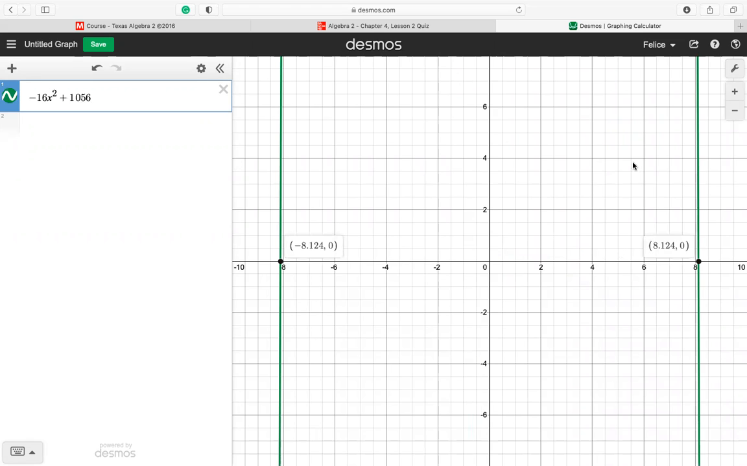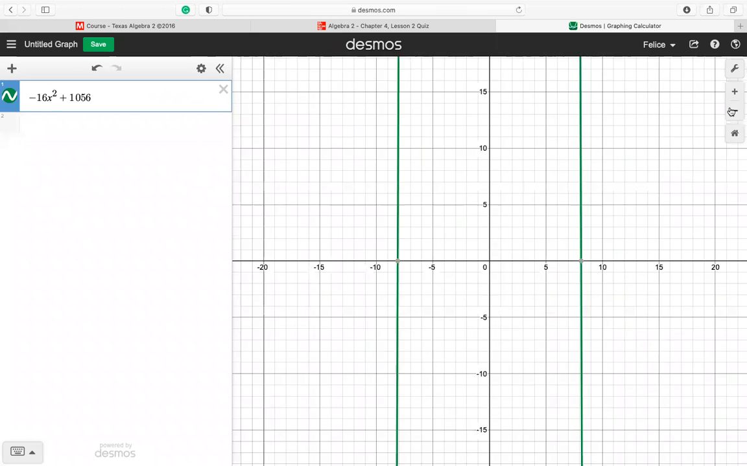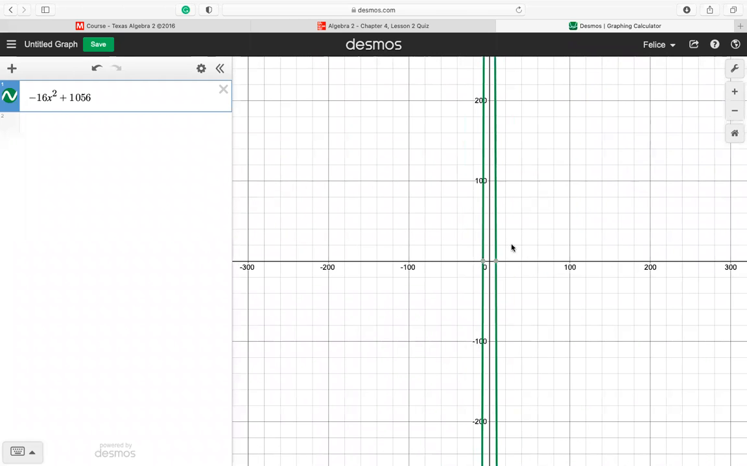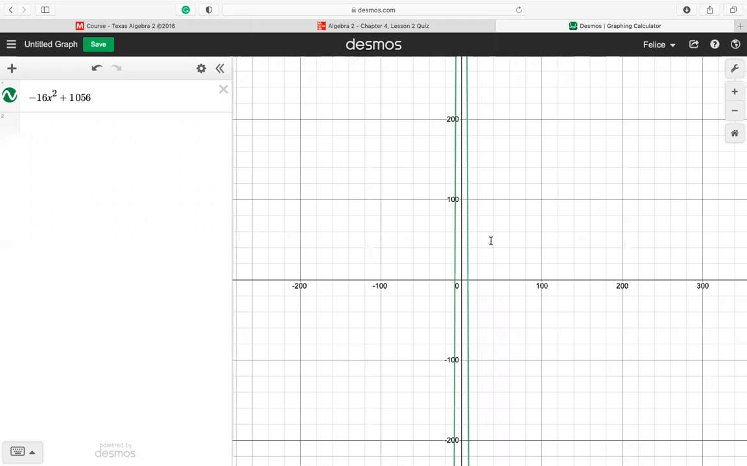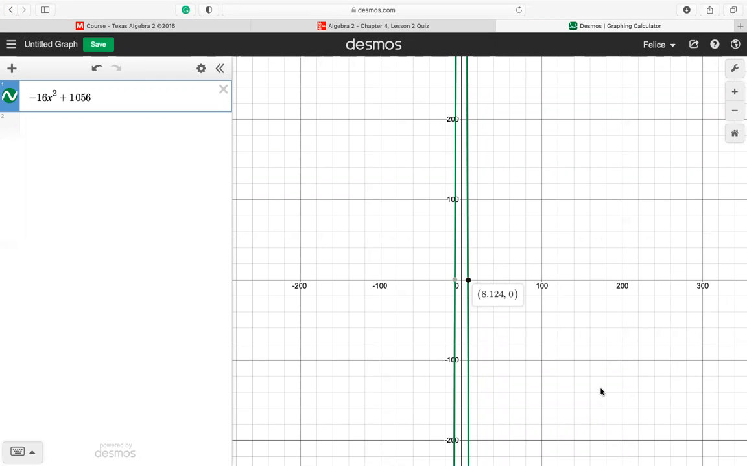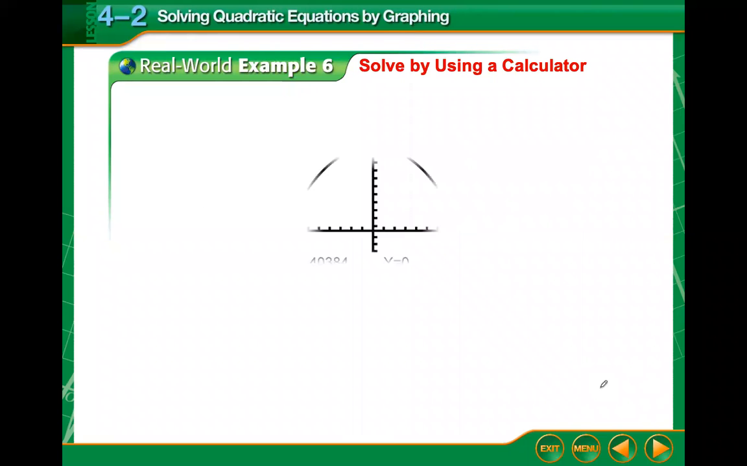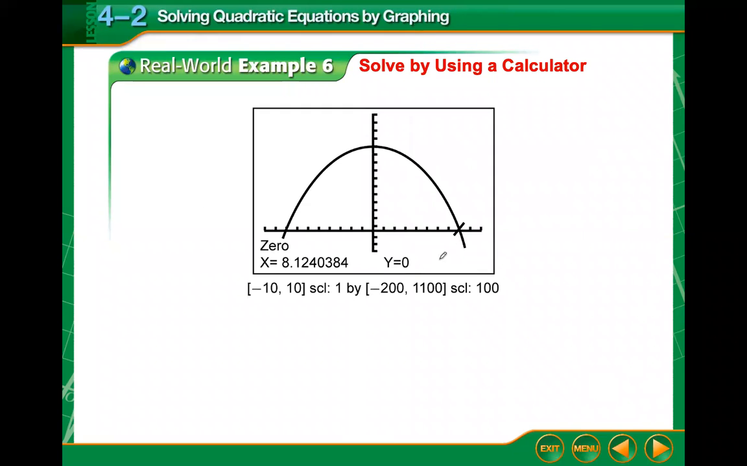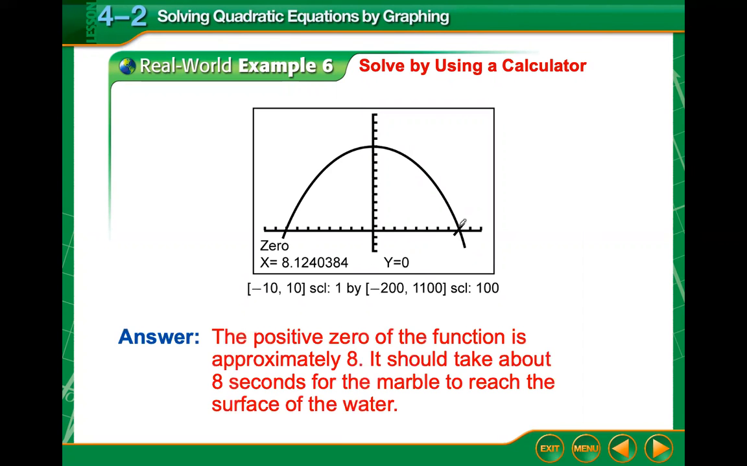When we're looking at time, we're going to look at our positive answer, because that's when it's dropped from. And if we zoom out, we can see how high that is, and it's quite high up there. But about 8 seconds is how long it will take for it to cross. Here's a graph using an older Nspire. We can see again it crosses just around 8. So it takes approximately 8 seconds to hit the water.